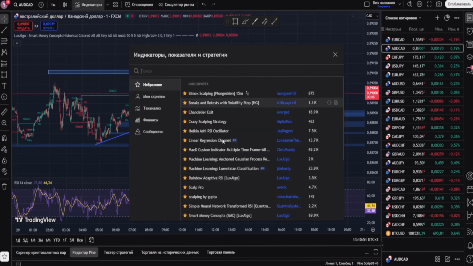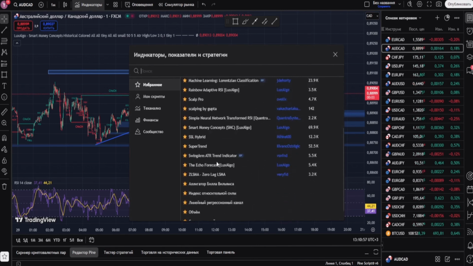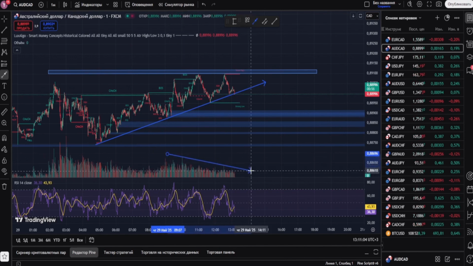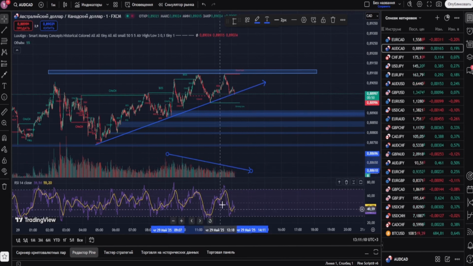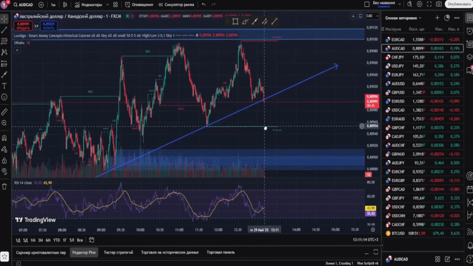Also, since we are currently trading regular currency pairs, I decided to add another indicator called volume, which will also help us. So we reach the zone. If we see that the volumes start to increase actively, it means that the zone is likely to be broken through. In this case, we've reached the zone, the volumes are not increasing, and the RSI is closer to the oversold area.